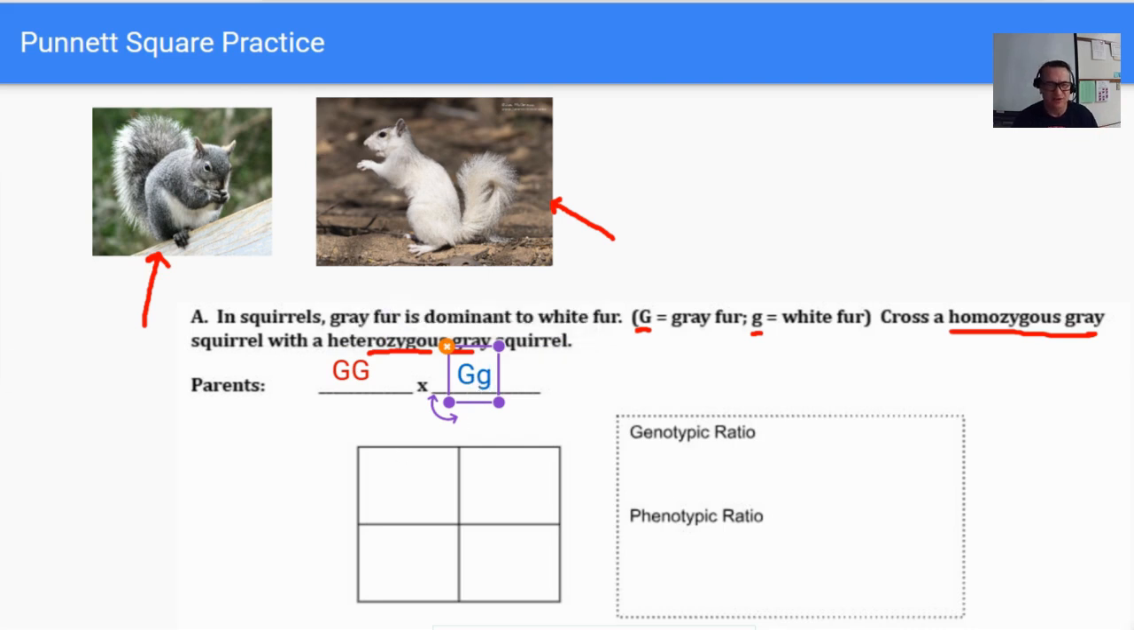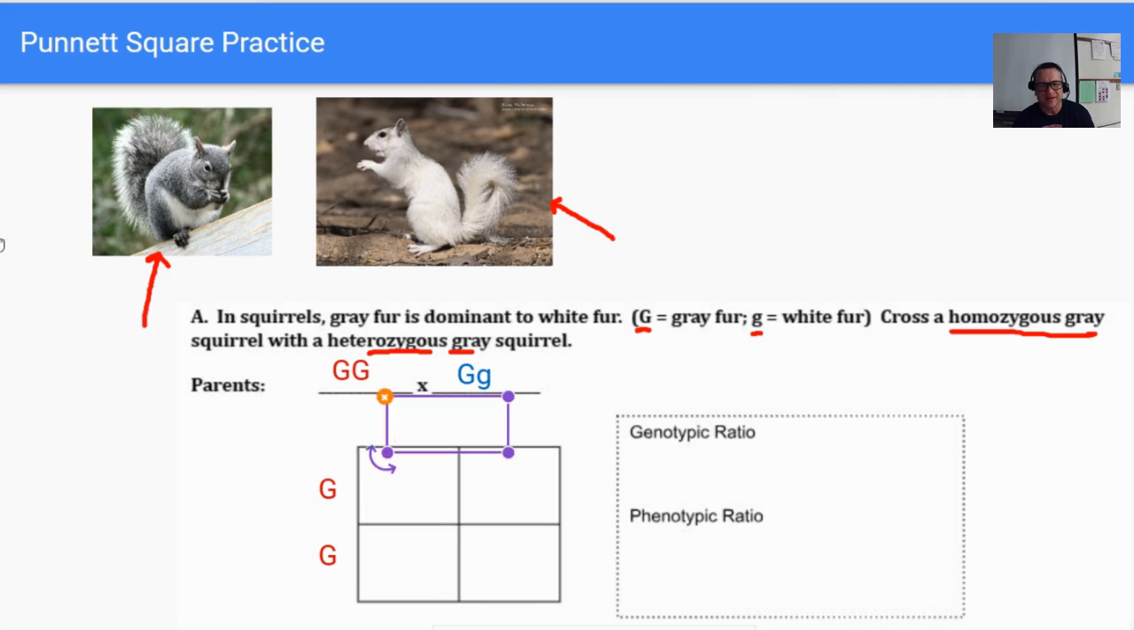All right, so step two, we're going to put the parents' alleles either on the top or on the sides. I'll put the mom's alleles on the sides. It doesn't matter. Sides or the top doesn't matter. All right, so the mom, she has two of the same alleles. She's homozygous. So half of her baby squirrels, she's going to give this big G, and the other half, she's going to give her other big G.